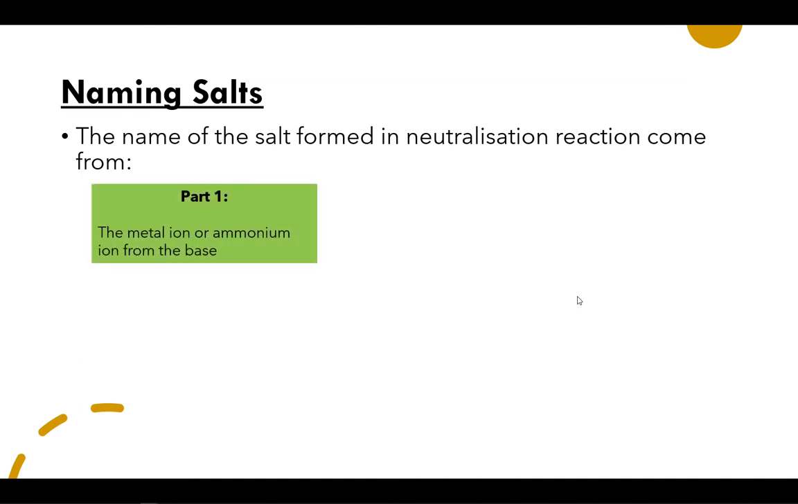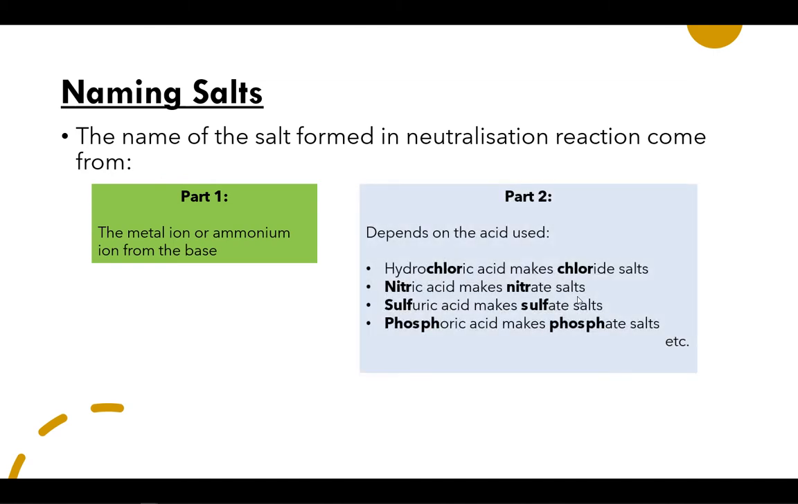The first part of the salt name comes from either the metal ion or the ammonium ion that you've got in the base. So remember, bases are either metal oxides, metal hydroxides, metal carbonates, or they could be ammonium hydroxide or ammonium carbonate. So the metal ion or ammonium ion gives you the first part of the name of the salt. The second part of the name of the salt depends on what acid you've used.